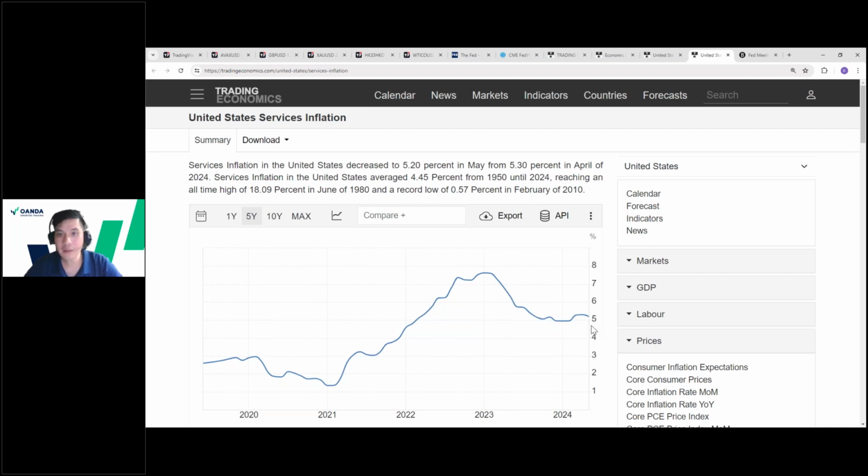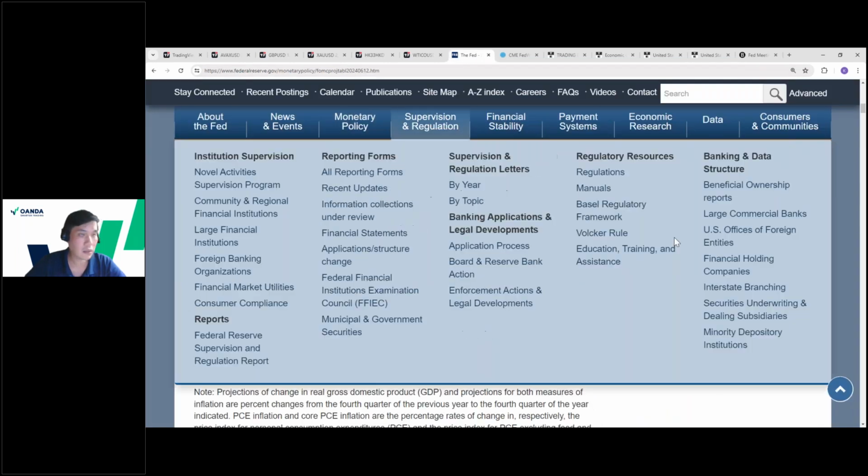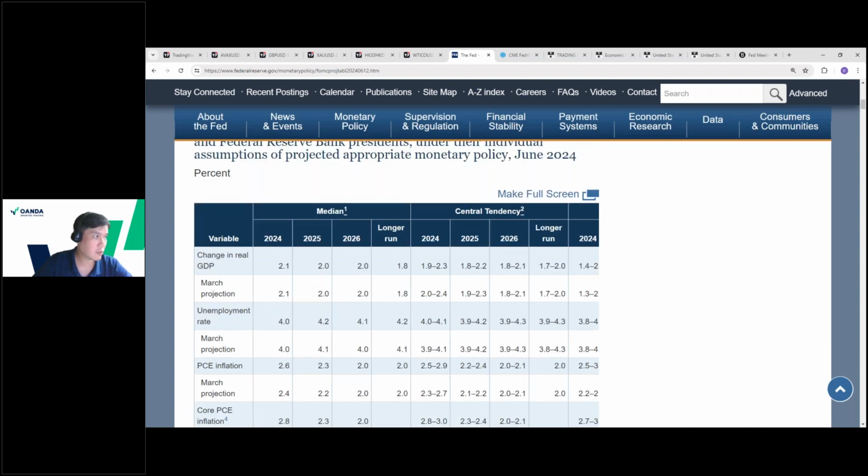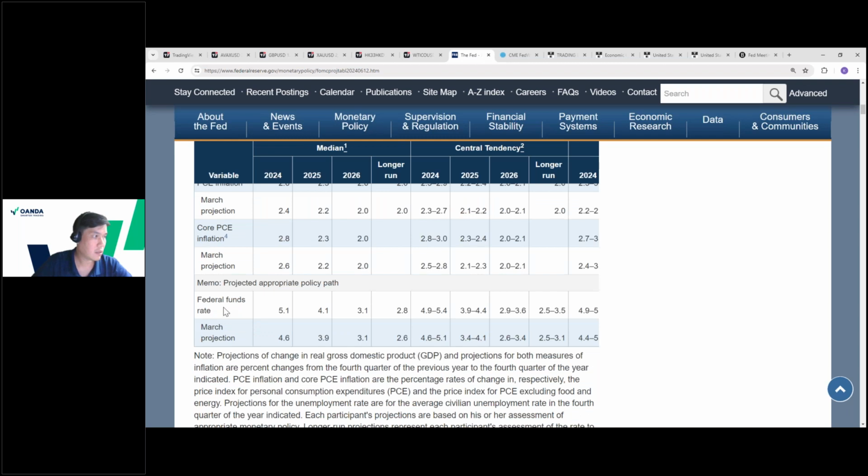Then thereafter, how does it affect the FOMC meeting, as well as the dot plot projection? So now let's go to the dot plot projection first. Let me share with you. For the dot plot projection, you can just go to the Fed website and obtain it. Over here, this is the dot plot. So let's look at the Fed funds rate.